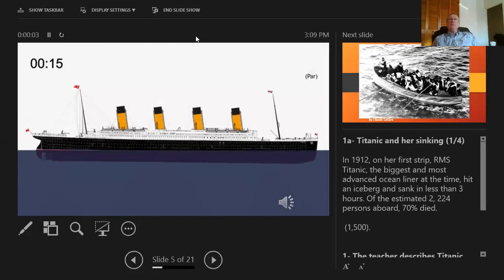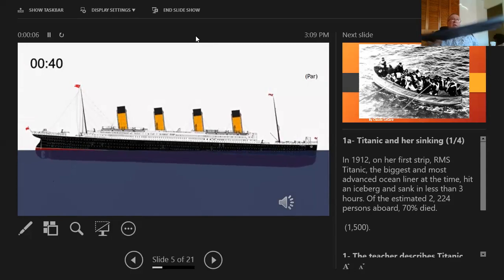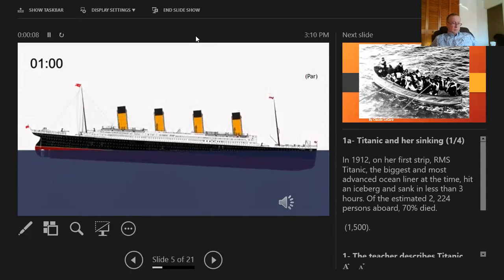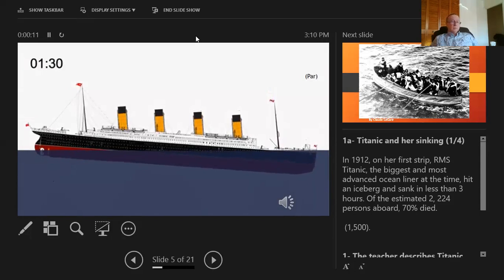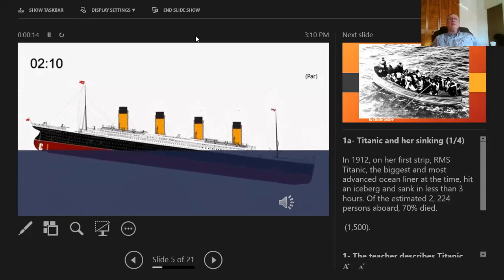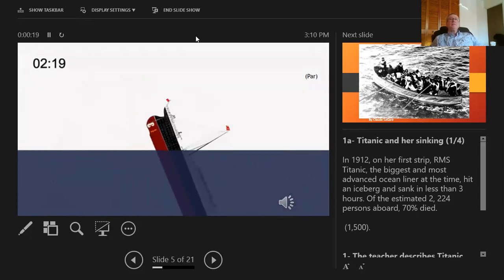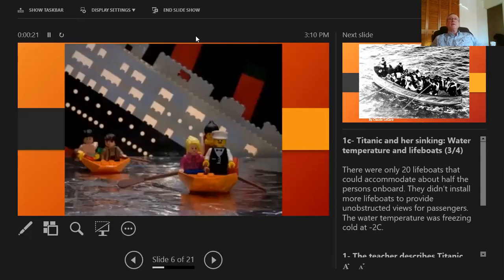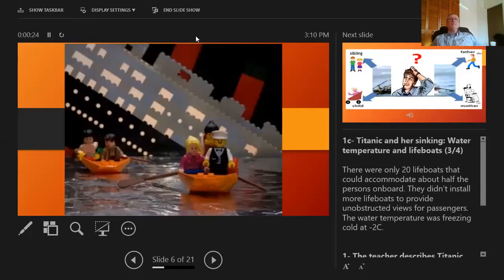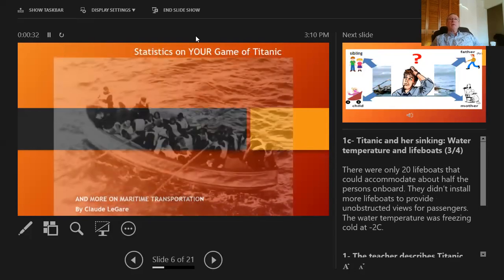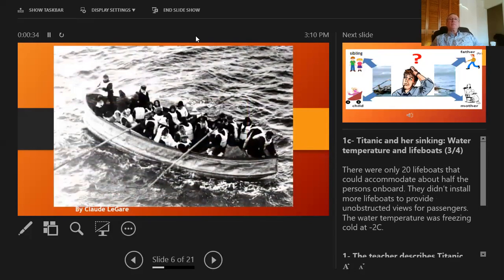Titanic sinking. In 1912, on its first trip, RMS Titanic, the biggest and most advanced ocean liner at the time, hit an iceberg and sank in less than 3 hours. Of the estimated 2,224 persons aboard, 70% died. Water temperature and lifeboats: there were only 20 lifeboats that could accommodate about half the persons on board. They didn't install more lifeboats to provide unobstructed views for passengers. The water temperature was freezing cold at -2 degrees Celsius.